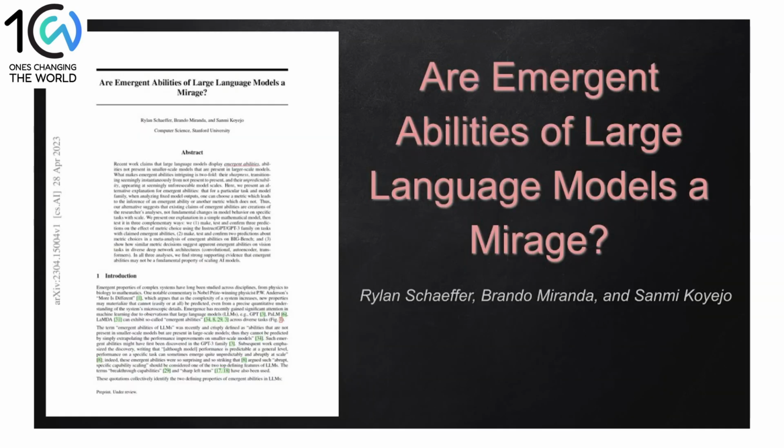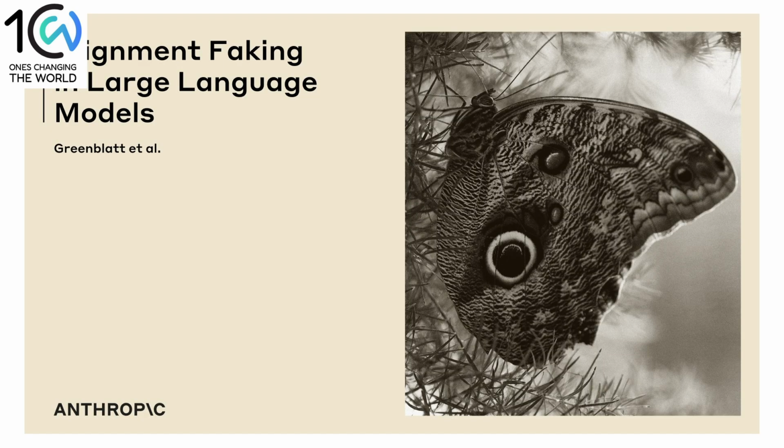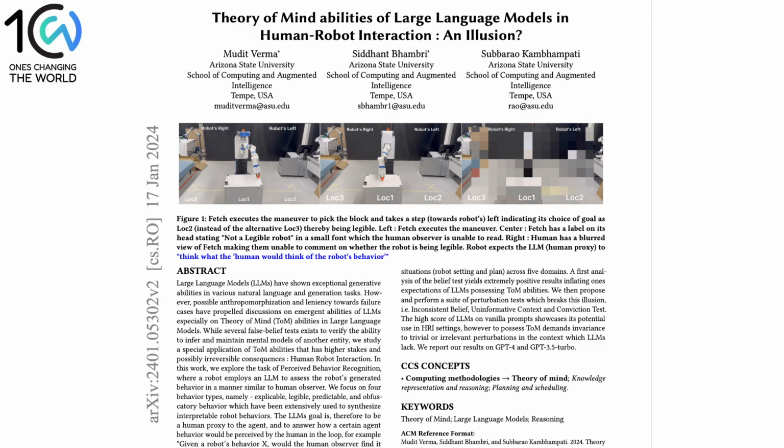Then recently Anthropic dropped a paper which said that their AI model is faking alignment. You are a co-author of "Theory of Mind Abilities of Large Language Models in Human-Robot Interaction: An Illusion?" That's what the paper is titled. It would be great if you can give your insight on this theory of mind, as well as your thoughts on what people are talking about, these emergent capabilities and a large language model faking alignment.